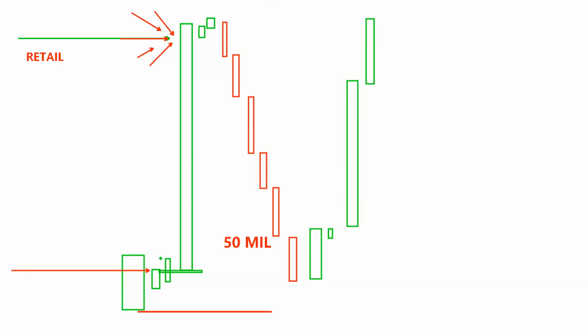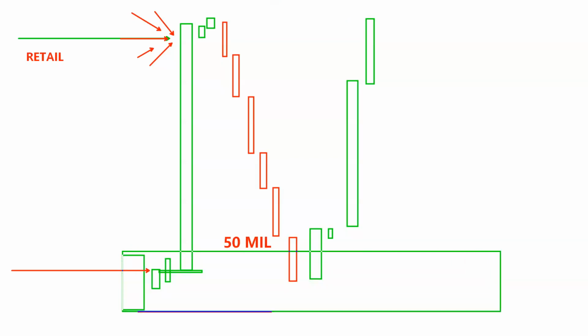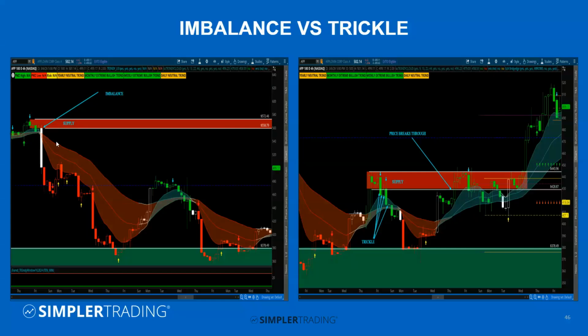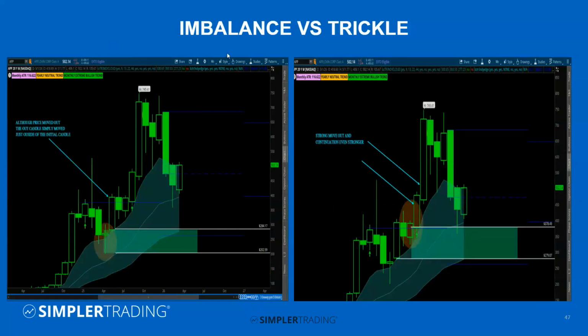We are simply aligning ourselves with this idea in here at a demand zone and also at a supply zone. So I hope that answers your question on imbalance in the market. Did that answer your question there? All right. Moving on, imbalance versus trickle again. This is what it looks like.